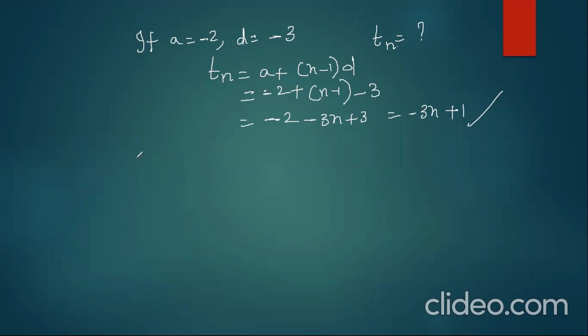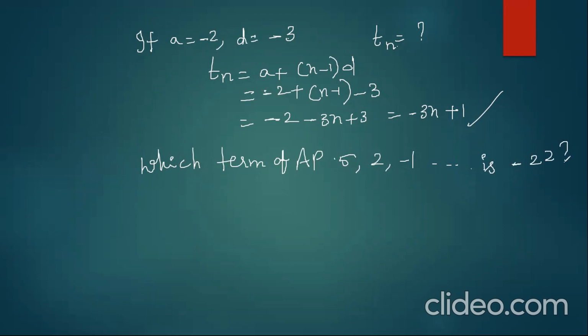Let us do one more question, that is: which term of the AP 5, 2, -1, and so on is -22? Here, this is the indirect question. Which term of the AP? So what we have to find is for which term the term will be -22.